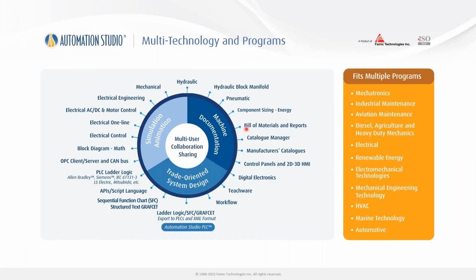Automation Studio is a multi-user collaboration sharing software which deals in the field of simulation, animation, trade-oriented system design, and machine documentation. You can create your circuits on hydraulic, pneumatic, then electrical systems like electrical AC/DC and motor control, electrical one line, then block diagram.